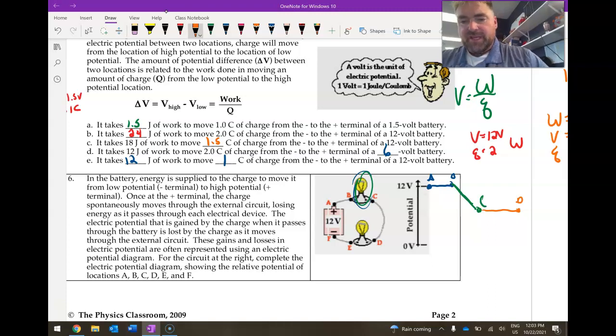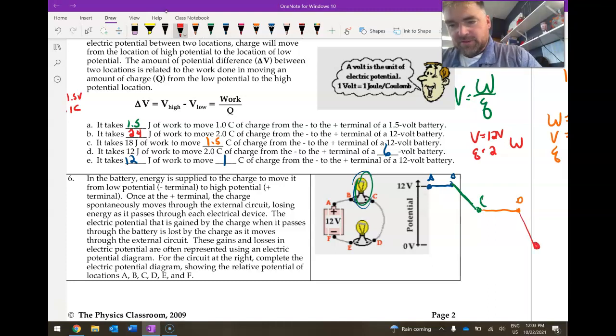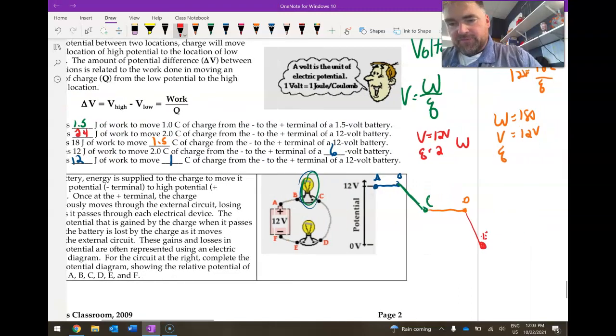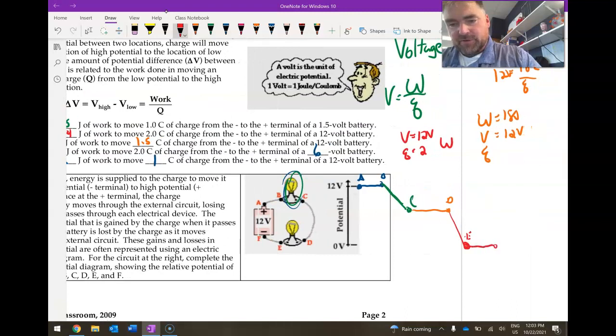And then we have to go from D to E, and then D to E, it comes all the way down. I'll put this in red. So D to E comes down to there. And then E to F is the exact same because, again, it's going right through. And so that's going to be that 0 volts.